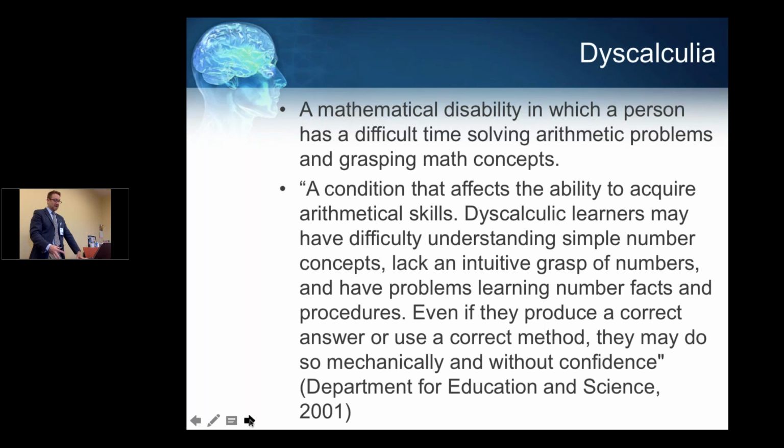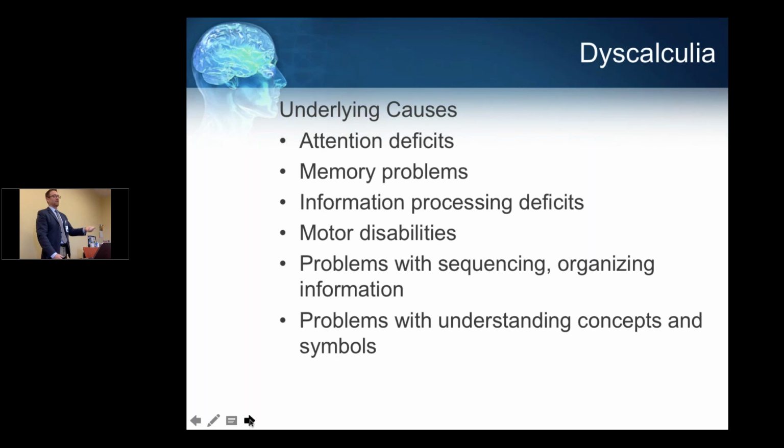They may even get the right answer, and they may even understand the method, but they can't mechanically pull it together. Underlying causes. It could be due to an attention issue. It could be due to memory, where they can't remember the rules, things like that. It could be processing speed. It could be motor control. It could be understanding concepts. All different pathways. All different ways. But dyscalculia is a standalone diagnosis. So you can get academic accommodations for strict dyscalculia.